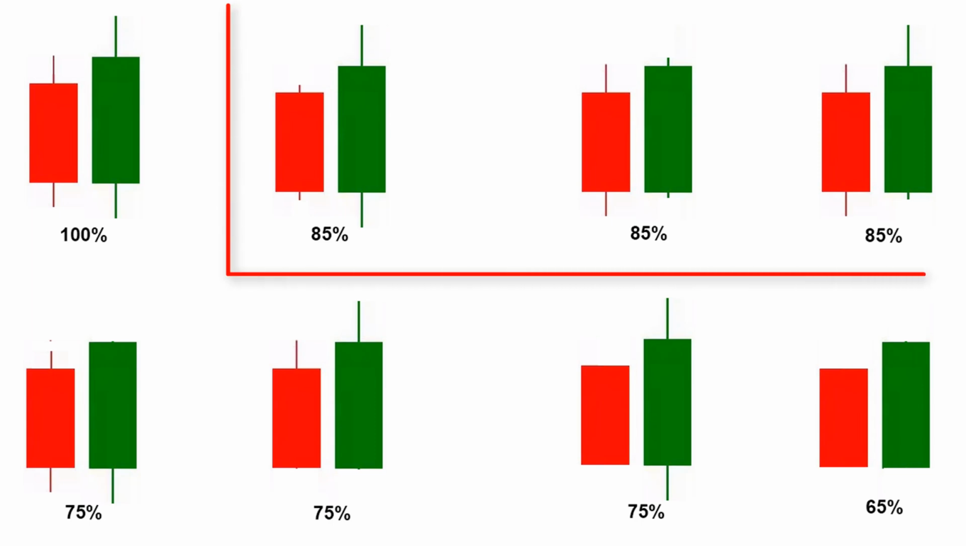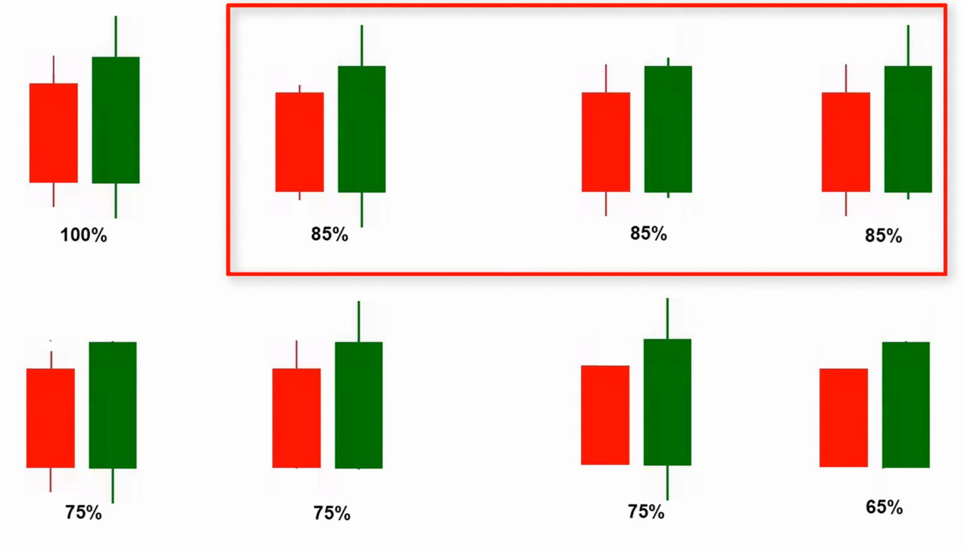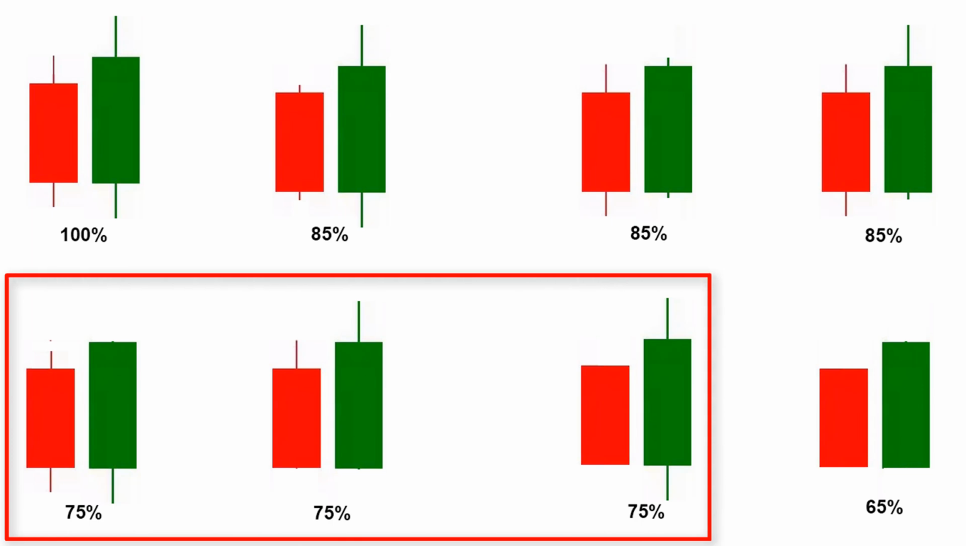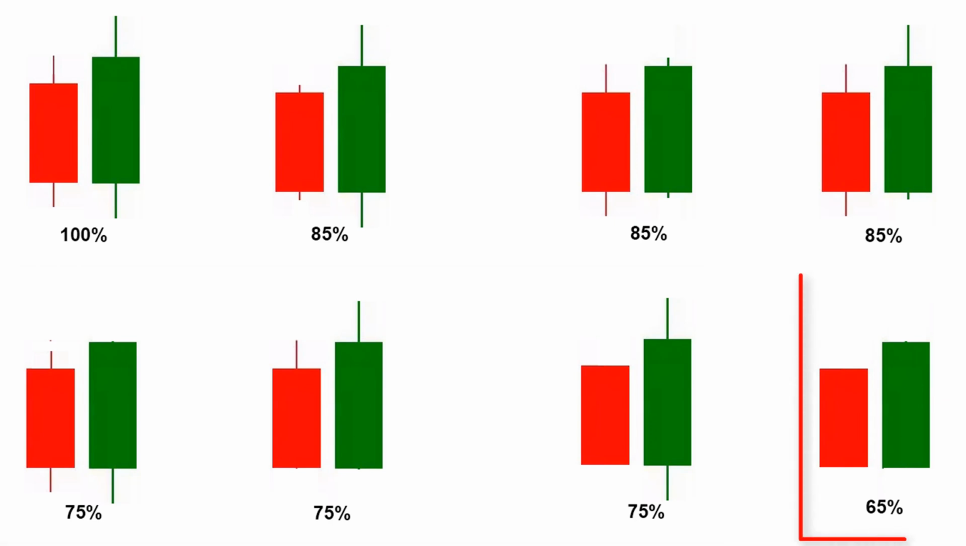Here the legs of the red and green candles are small, so the success rate of these patterns is around 85%. Here some candles have no legs on one or both sides, so the success rate of these patterns is around 75%. There are no legs on either side, so the success rate of this pattern is around 65%.